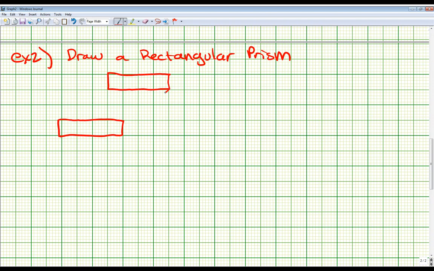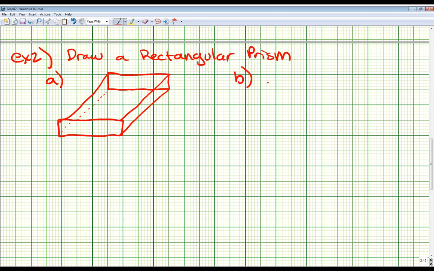So the bottom right needs to be connected to the bottom right here. Top right to top right. Top left to top left. And then the bottom one down here, since we're kind of looking through our prism, might be dotted. And there we have a rectangular prism. And that was example 2, question A.